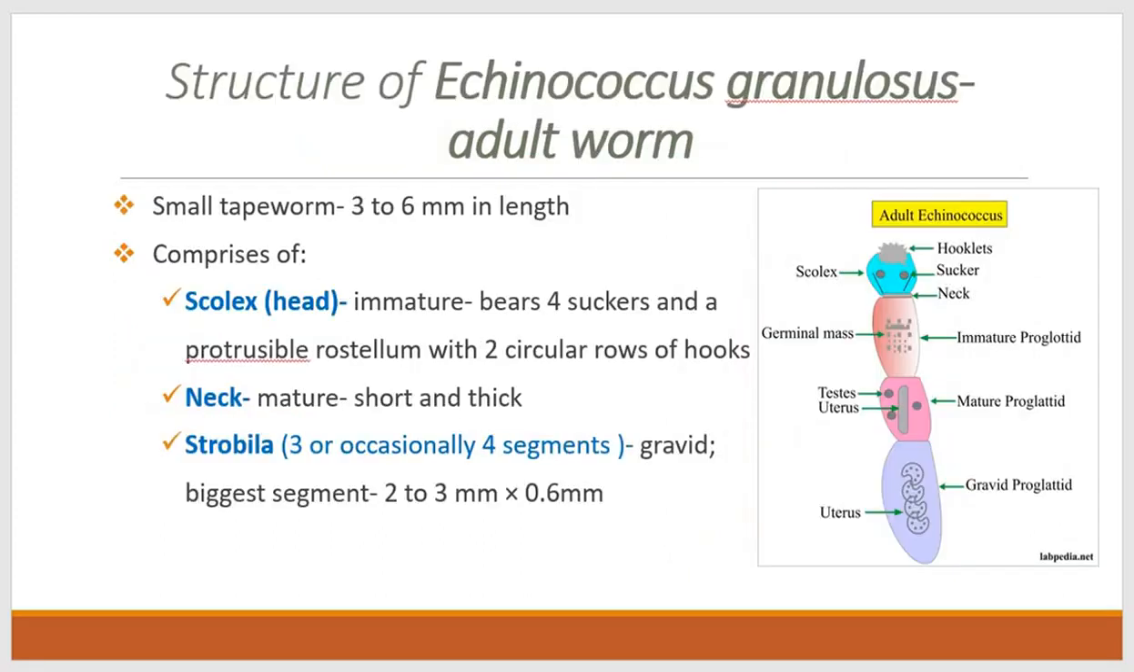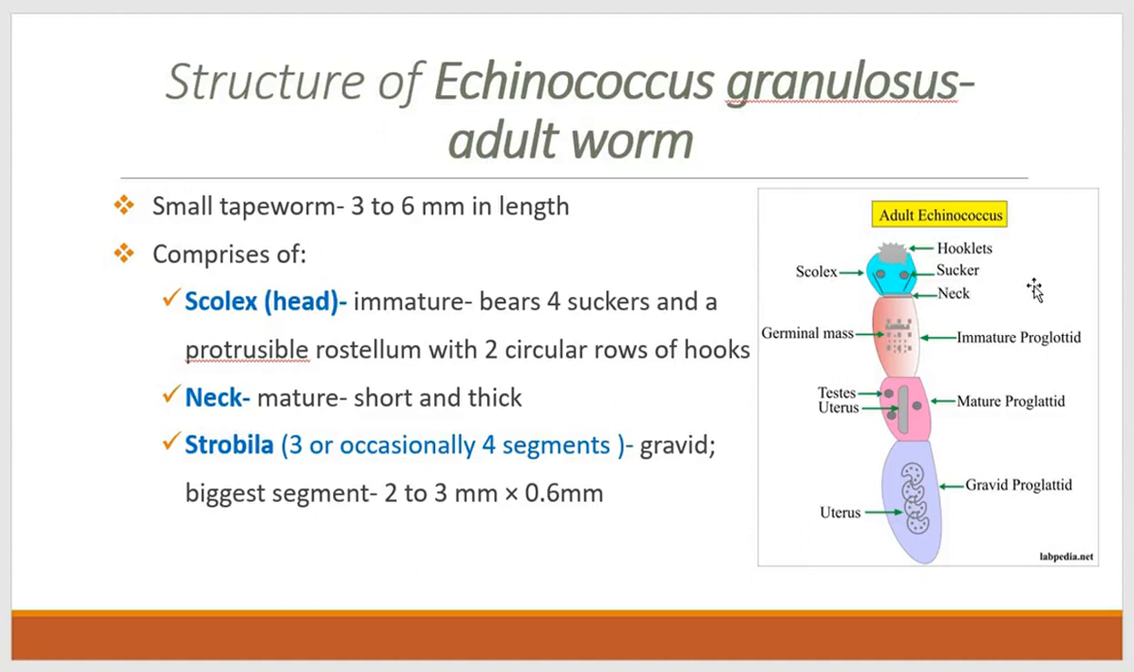Now a little detail about its structure. It is a small tapeworm, 3 to 6 millimeters in length, and comprises three parts: the scolex, the neck, and the strobila. The scolex is basically the head. It is the immature part bearing four suckers and a protrusible rostrum with two circular rows of hooks. This you can see in this picture. Okay, the hooklets, the suckers, the scolex.